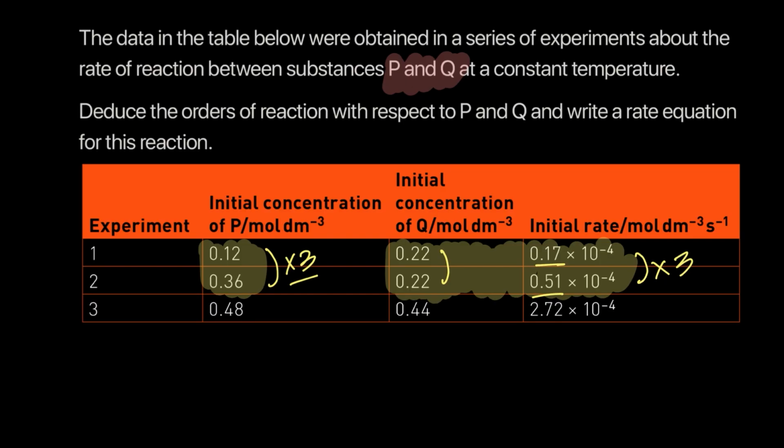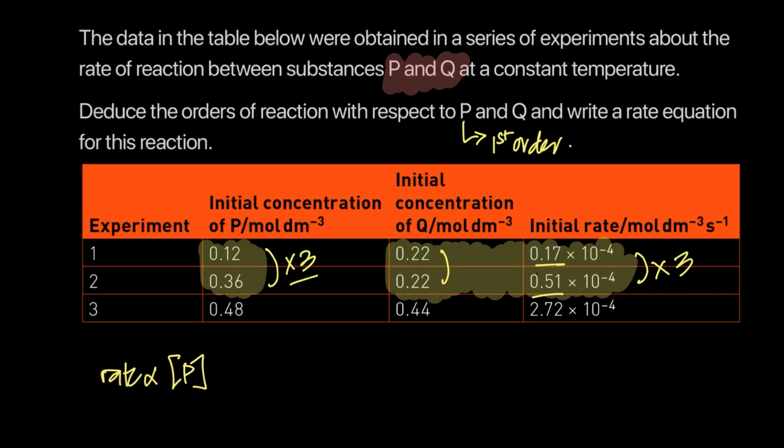What does that tell me? That if P triples, the rate triples. What does that tell me? That tells me that P is first order. So the rate is directly proportional to P so far. What that means is, in any experiment, if I double P, the rate doubles. Understand what first order means?